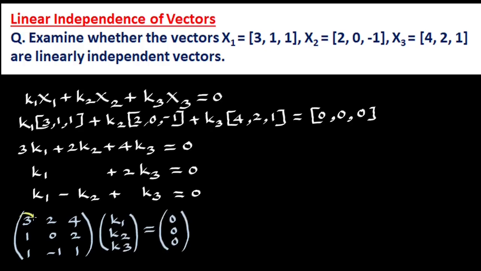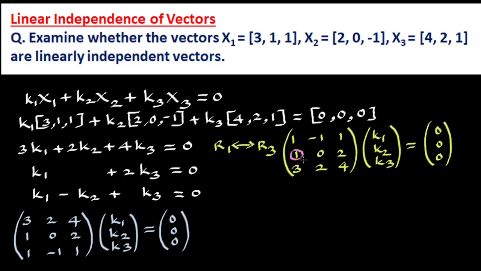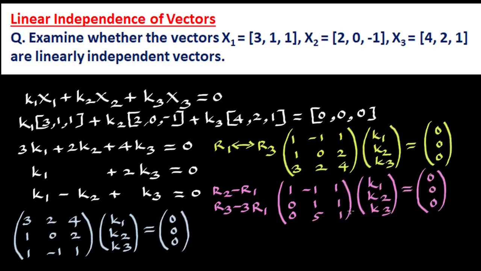To bring 1 in place of this 3, that is leading 1, we will perform r1 interchanging with r3: 1 minus 1 1, 1 0 2, 3 2 4. Rest will be same. Now to make this 1 and this 3 0, we will perform R2 minus R1, R3 minus 3R1 so that these two elements become 0 below this one, and second row 0 1 1, third row 0 5 1, rest being the same. We can make this element 0 by performing R3 minus R2. So R3 becomes 0 4 0 and rest being the same.